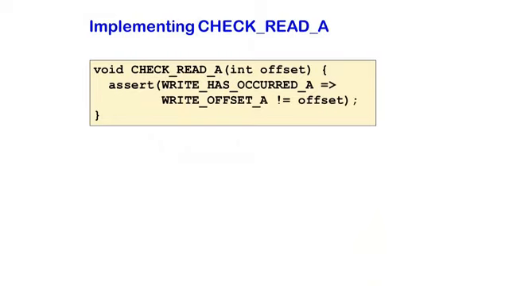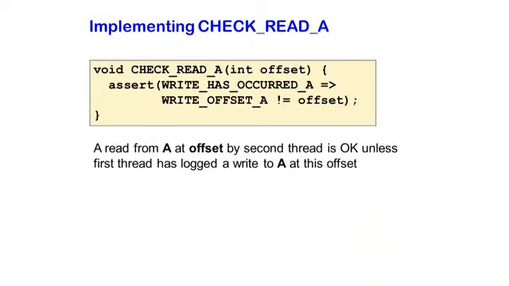So thread 1 has logged some write in the past to A, thread 2 is now doing a read from A, and we're checking that the offset being read from now is different from the offset that was written to in the past. If it's different, that's okay. If it's the same, then there is a read-write data race.